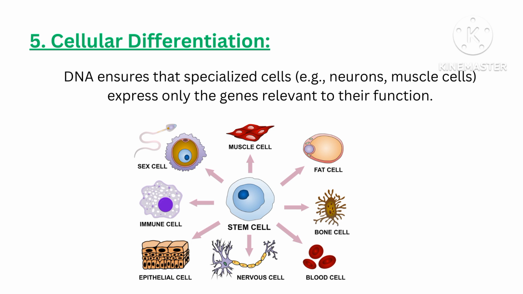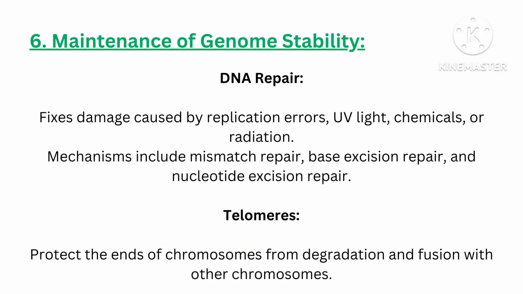Cellular differentiation. DNA ensures that specialized cells, for example, neurons, muscle cells, express only the genes relevant to their function. Regulation of gene expression allows multicellular organisms to develop distinct tissues and organs.